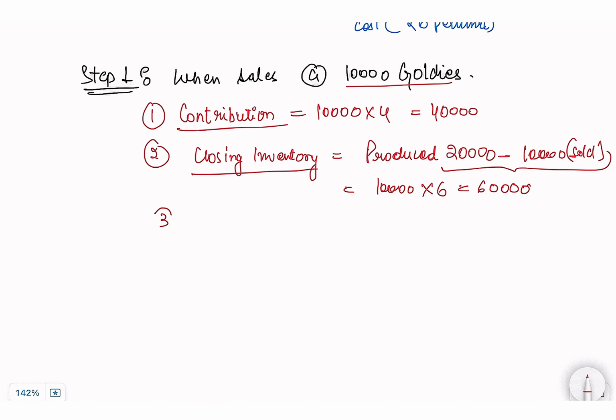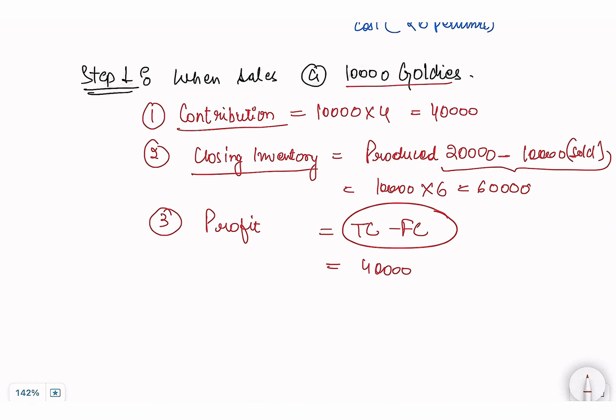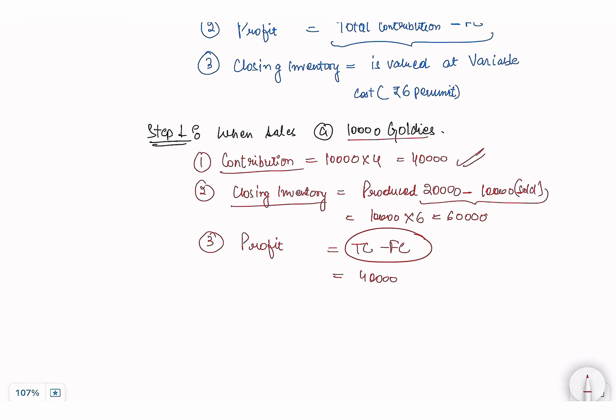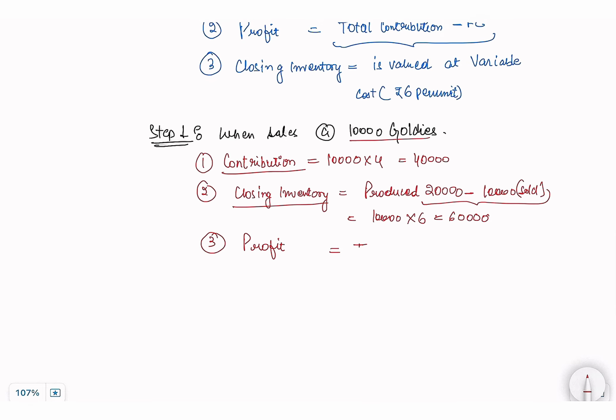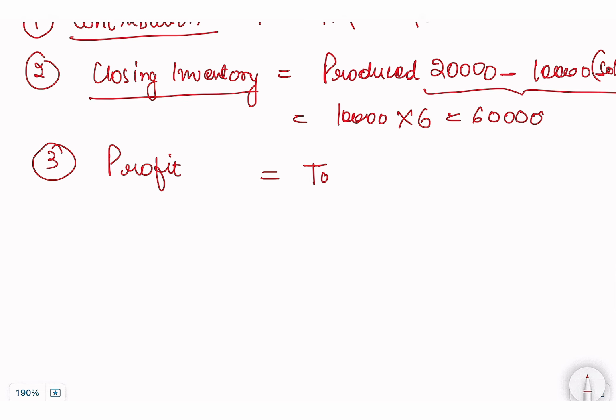Now let's see the third point, profit is equal to total contribution minus fixed cost. Okay. Total contribution is 40,000. Wait, let me write the full formula so that there will be no confusion. Total contribution.